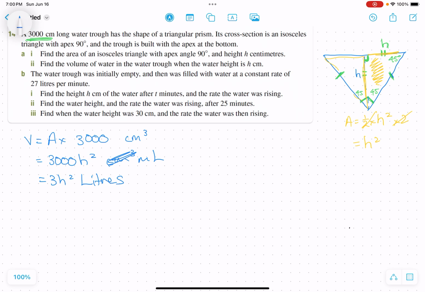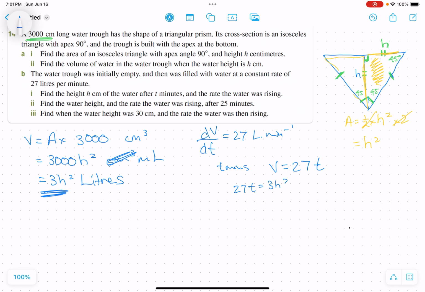Okay, part B. So the water trough was initially empty. So imagine it's empty and then it's filled with water at a constant rate of 27 litres per minute. So of course, after t minutes, since it started at 0, the volume is now 27 times t.